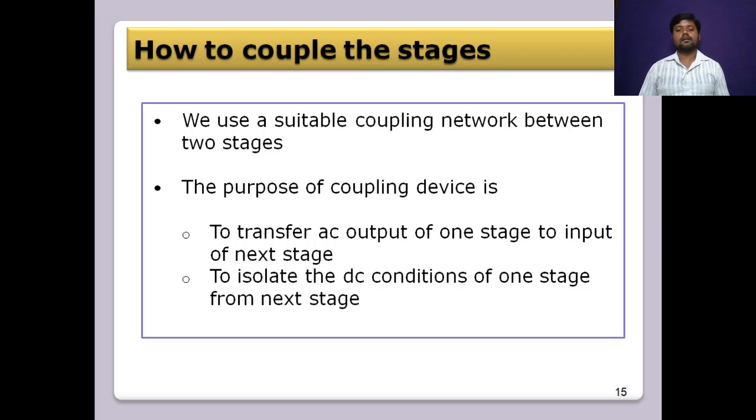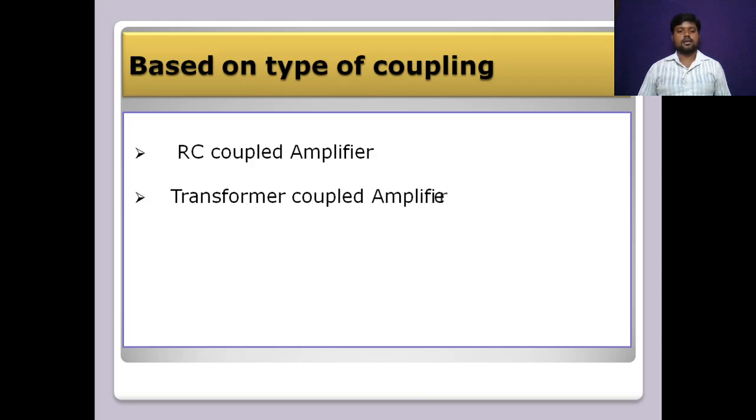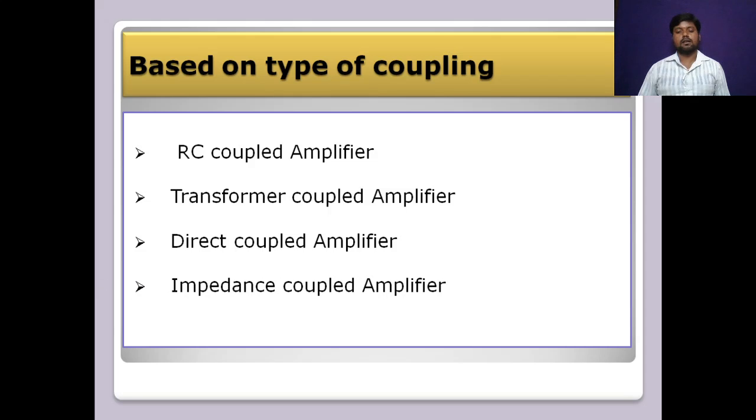If it is not done, then what happens? There will be a loading effect and the operating point or stabilization will be affected. The operating point may change and there may not be a stable output. So for this reason, we must use a coupling device between these two stages. Based on the coupling, if you use a resistor and capacitor as the coupling device, then it is an RC coupled amplifier. If you use a transformer, then it is a transformer coupled amplifier, and if you use a simple wire with no coupling device, then it is a direct coupled amplifier, and finally the impedance coupled amplifier.